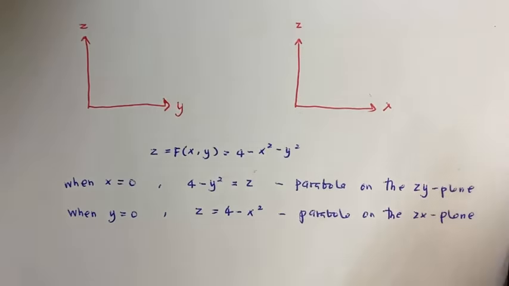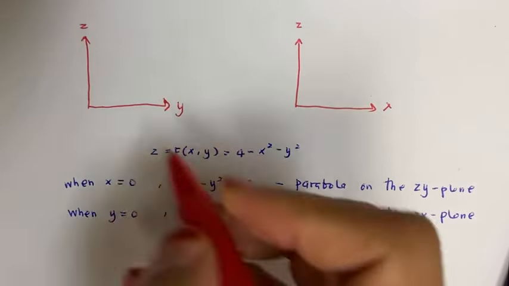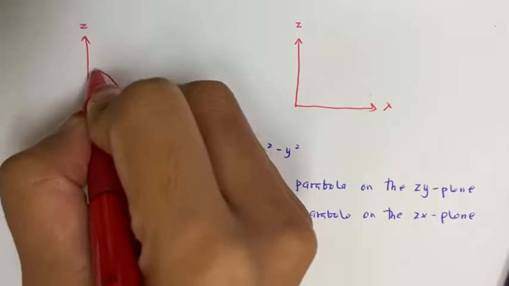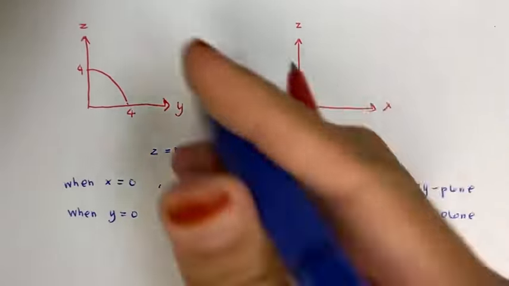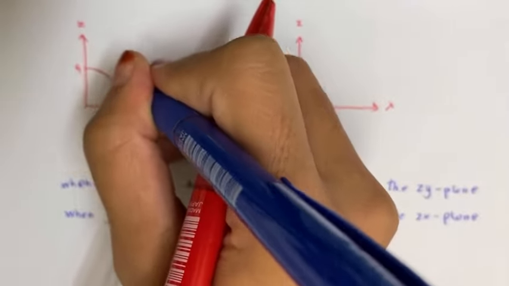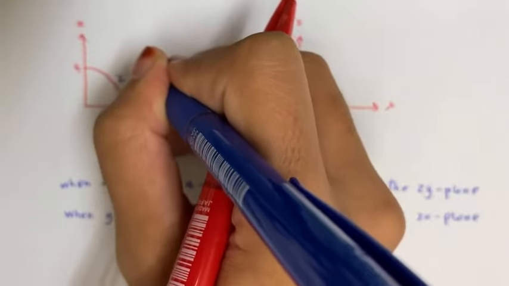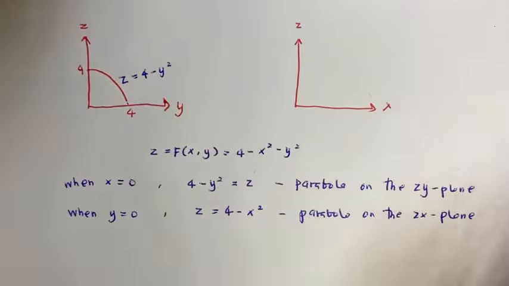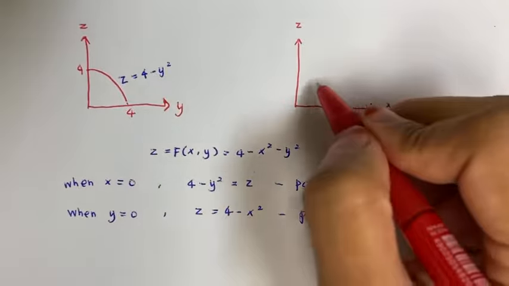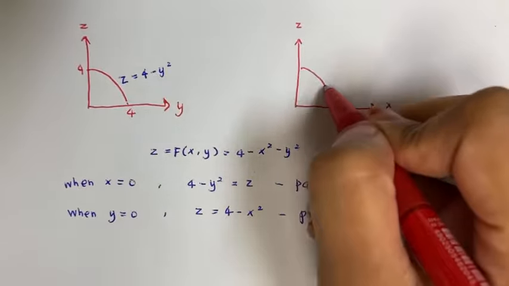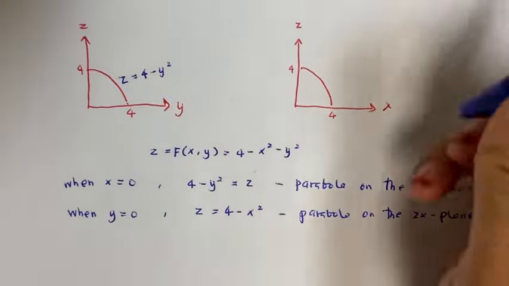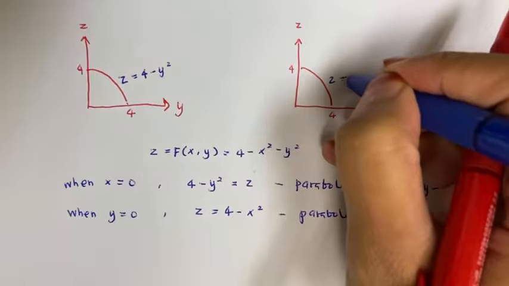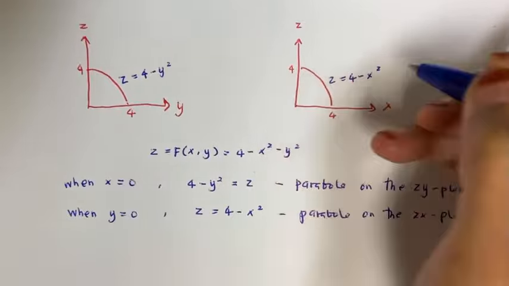For this one, z equal to 4 minus y square, it's a parabola opening downward. And then you have the intersection at 4. So this is 4, this is 4. So basically this is the curve for z equal to 4 minus y square. And for the zx plane, you have this intersection at 4. So this is z equals 4 minus x square.